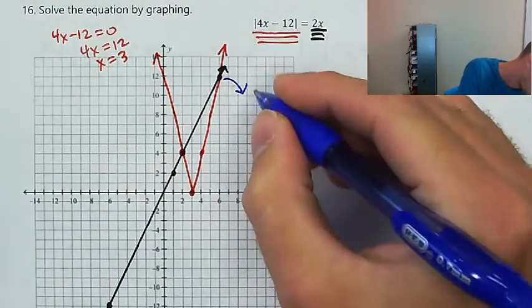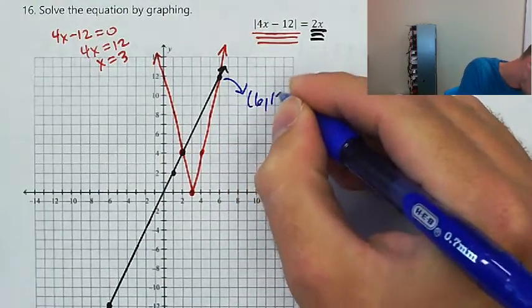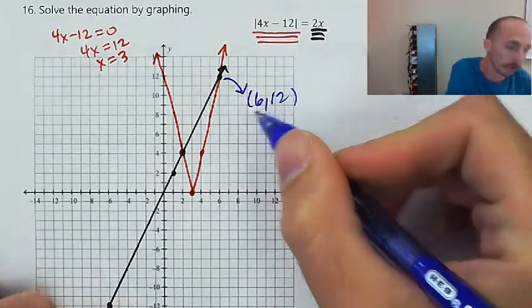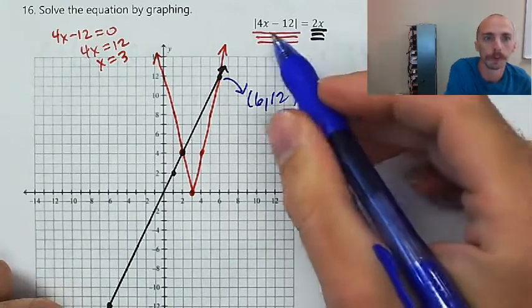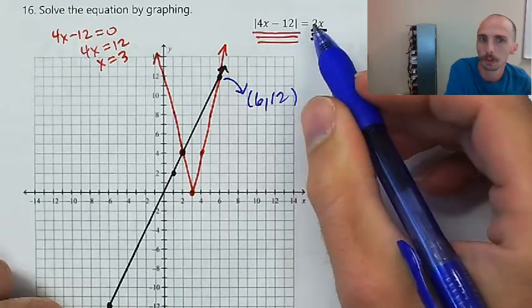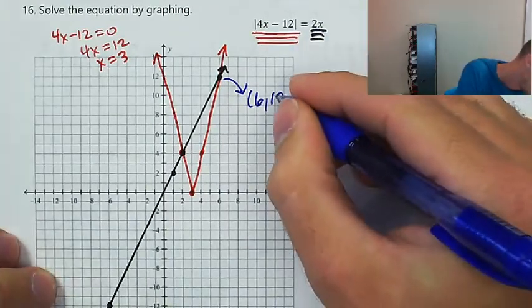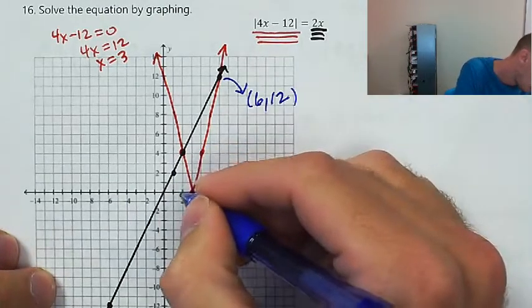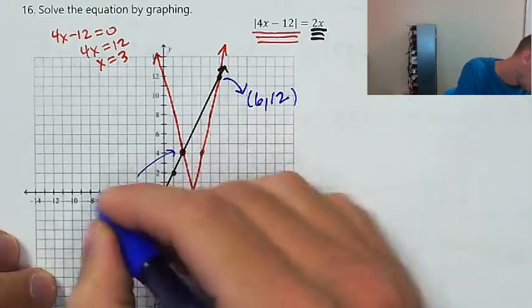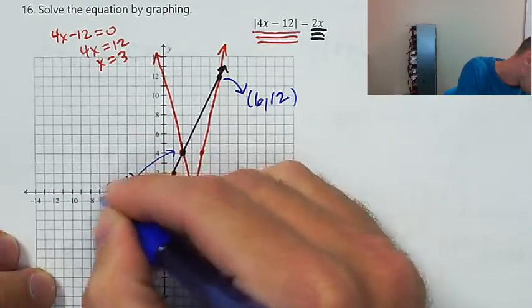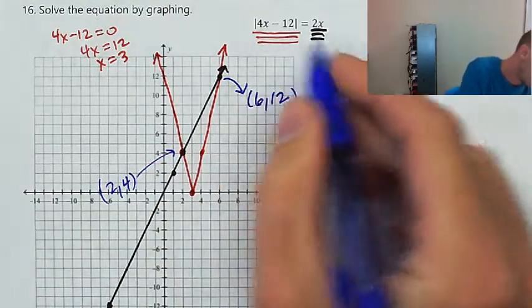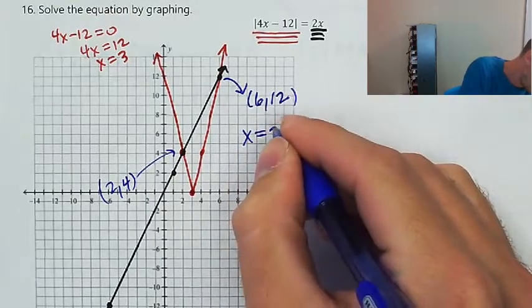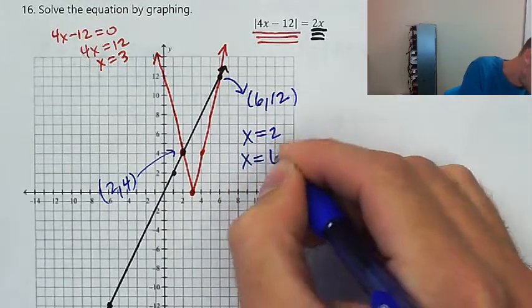So this is where x is 6 and y is 12. And you can check to see, does x equal 6 solve this equation? Does 24 minus 12 equal 12? Yes. Or the absolute value of 24 minus 12, does that equal 12? Yes, definitely. And then this other one is 2 and 4. So my solutions to this equation are x equals 2 and x equals 6.